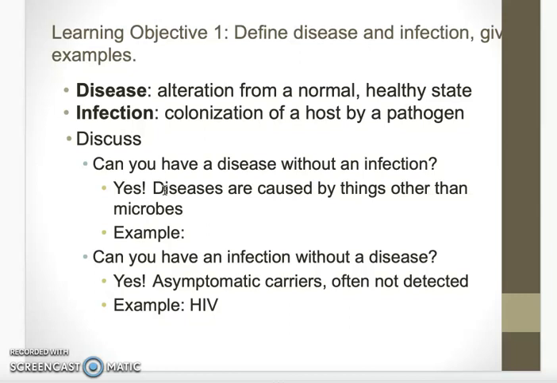So one example might be a genetic disease. It's caused by genes, not by an infection. Or an environmental disease like lead poisoning. That's a disease, but it's not caused by an infection.